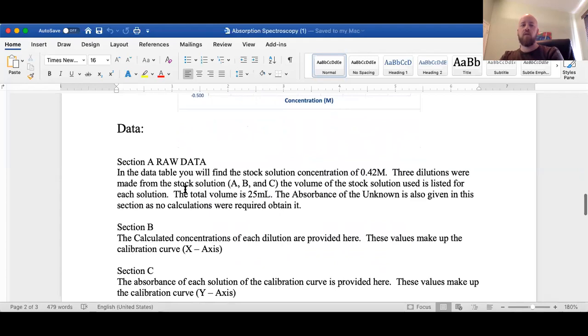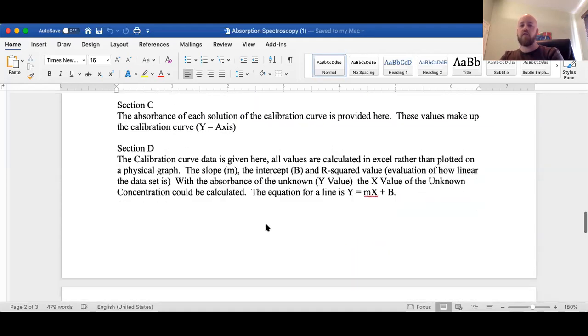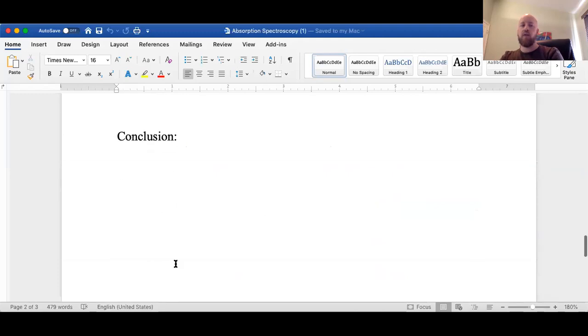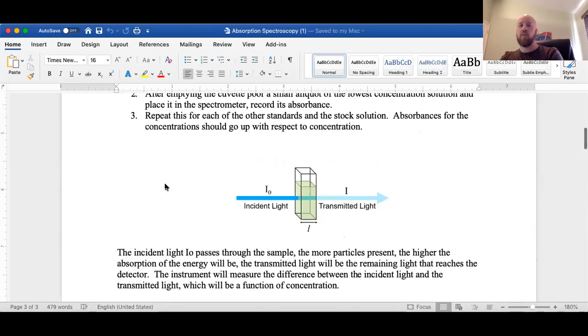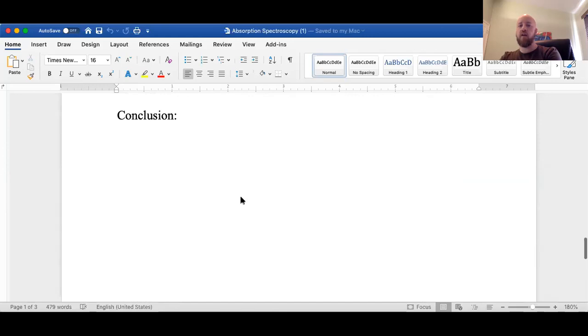The data is all captured within the Excel sheet. What you'll then notice is missing is the conclusion. So you guys will have to write the conclusion. You will give me back essentially this document. It's a Word document that will already be filled in, and then you can fill in the conclusion part and submit it as your report.